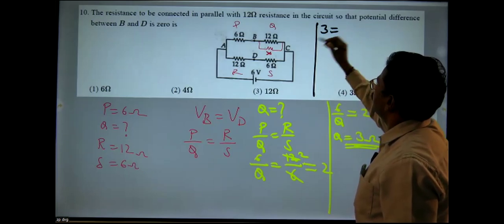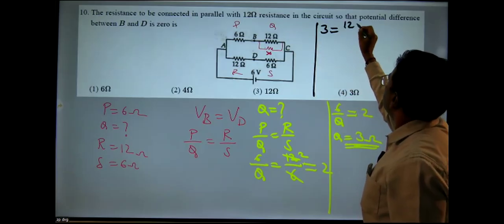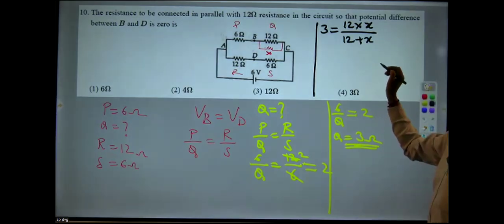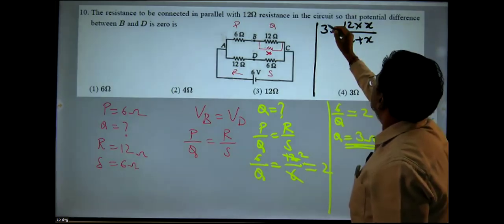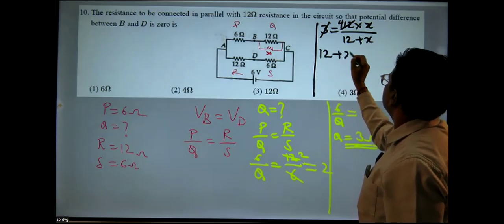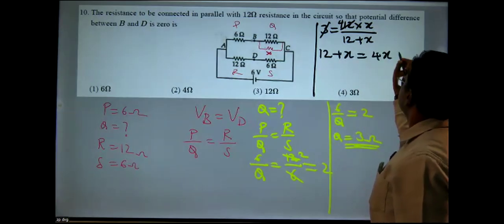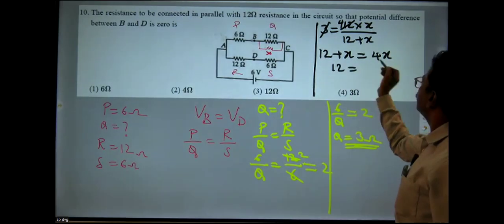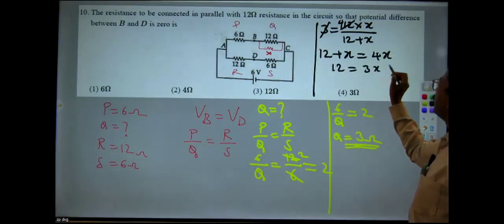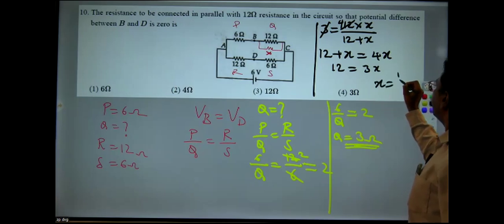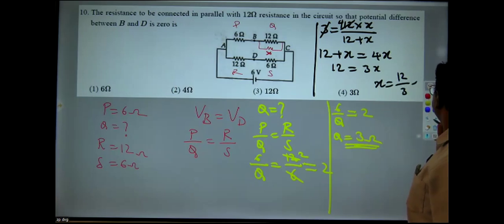This 3 ohm is equal to, since it is a parallel combination, 12 into X by 12 plus X. If we simplify, 3 and 12 simplify by 4 times. Cross multiplying, 12 plus X is equal to 4x. Take the x to this side: 12 is equal to 4x minus x, which is 3x. Now simplifying, x is equal to 12 by 3, that is 4. So 4 is the answer.